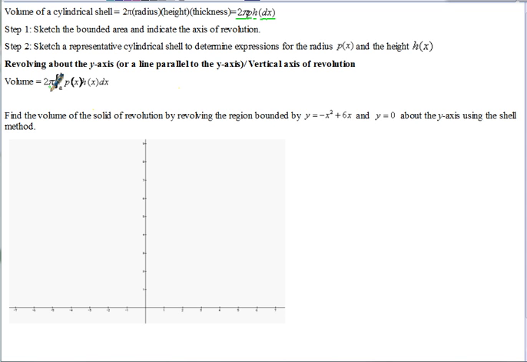You can factor out the 2 pi, the constant on the outside of the integral, and integrate from a to b, wherever your region starts, wherever it stops. And then you've got p of x, which is the radius, and the height h of x.